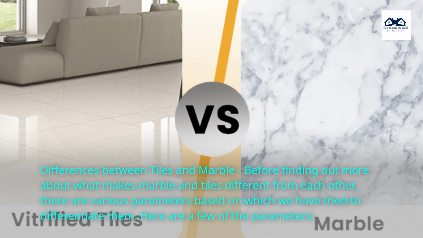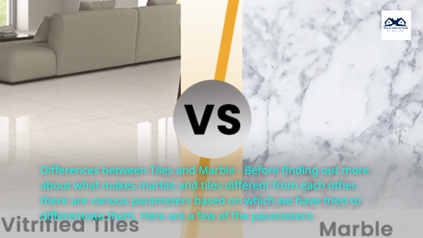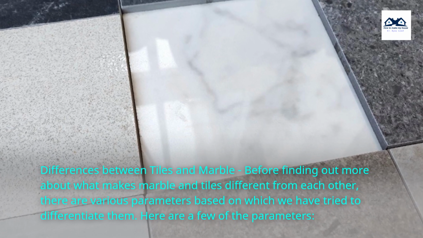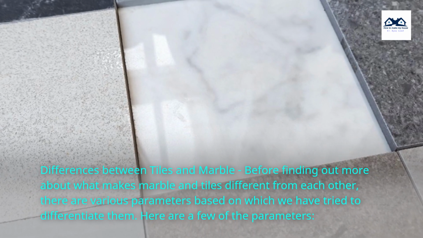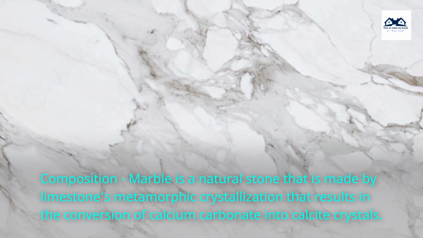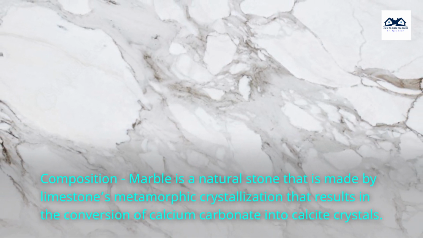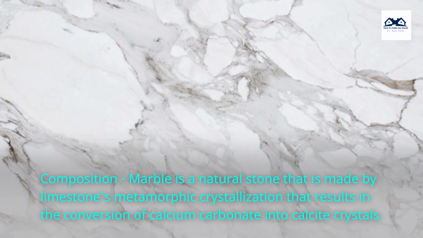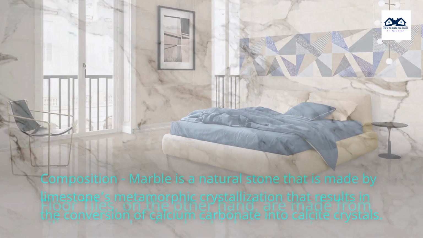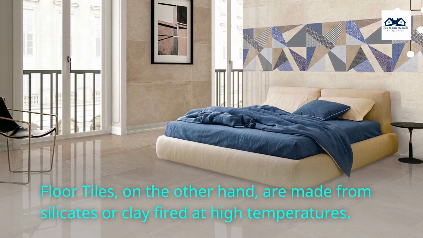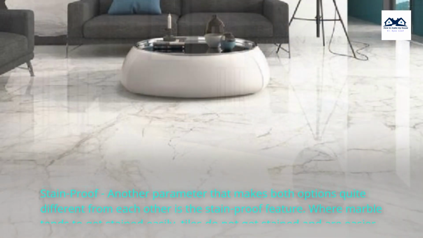Before finding out more about what makes marble and tiles different from each other, there are various parameters based on which we have tried to differentiate them. Here are a few of the parameters. Composition. Marble is a natural stone that is made by limestone's metamorphic crystallization that results in the conversion of calcium carbonate into calcite crystals. Floor tiles, on the other hand, are made from silicates or clay fired at high temperatures.